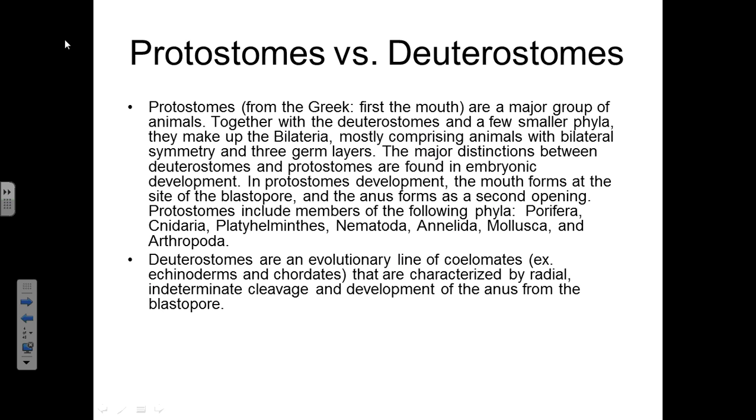First mouth. So protostomes are animals where the blastopore becomes the mouth. The mouth forms first. And that includes a wide range of animals. I'm going to mark off a couple of these because they're technically not correct. So let's include just those as protostomes.